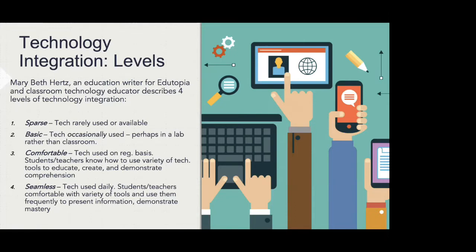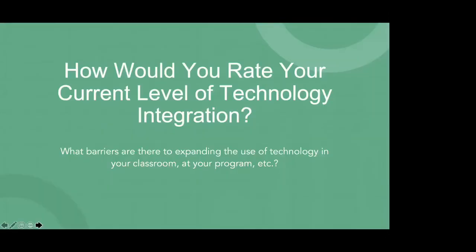So these are some different levels of technology integration that I want you to think about for just a few minutes: sparse, basic, comfortable, and seamless. And I'm curious, how would you rate your current level of technology integration, thinking about the technology that you have at your class, at your program, thinking about the things that you're comfortable with, the technologies that you're familiar with? Where would you rate yourself in terms of those levels? You can just throw that out in the chat. We're not going to spend a whole lot of time talking about this, but I'm just curious to know how you would rate yourselves.